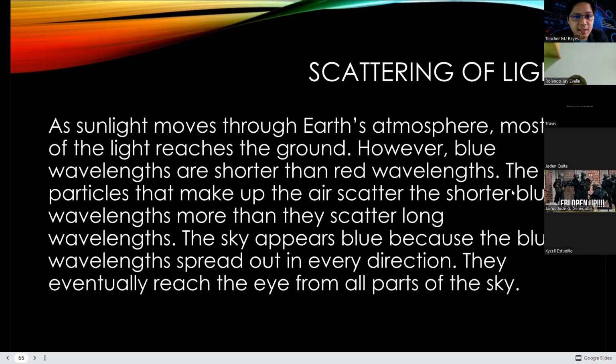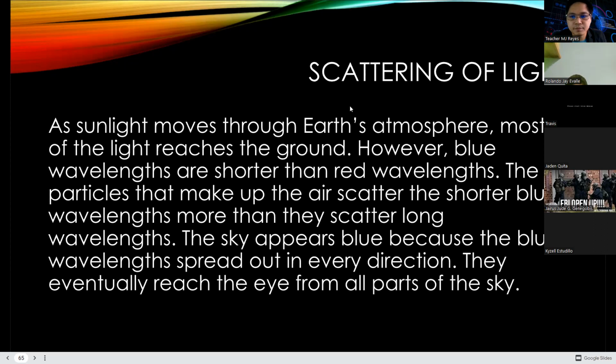Scattering of light. As sunlight moves through Earth's atmosphere, okay, most of the light reaches the ground. However, blue wavelengths are shorter. They are actually shorter than red wavelengths. The particles that make up the air scatter the shorter blue wavelengths more than the long wavelengths. Okay, the sky appears blue because, number one, the blue wavelength spreads out in every direction. That is actually what makes it blue. Okay, then eventually they reach the eye in all parts of the sky.